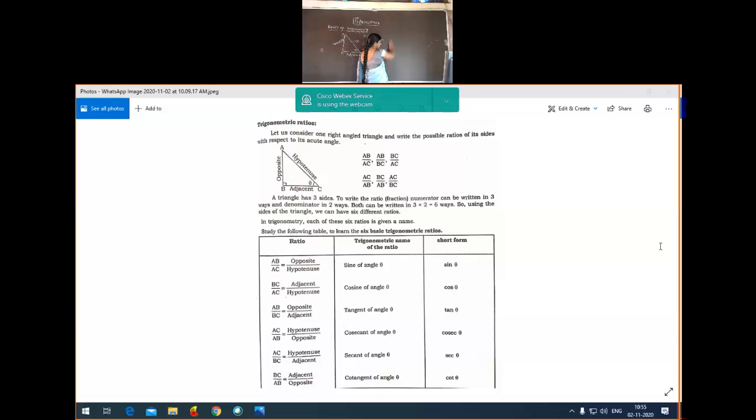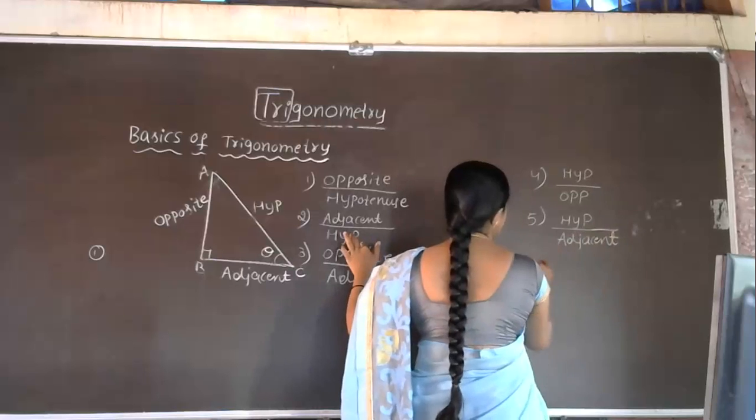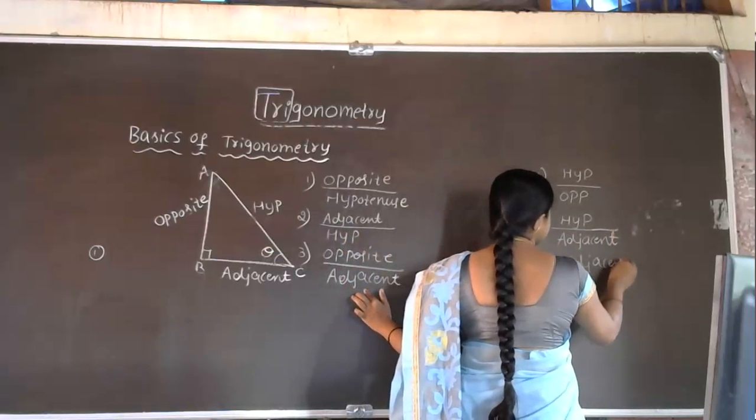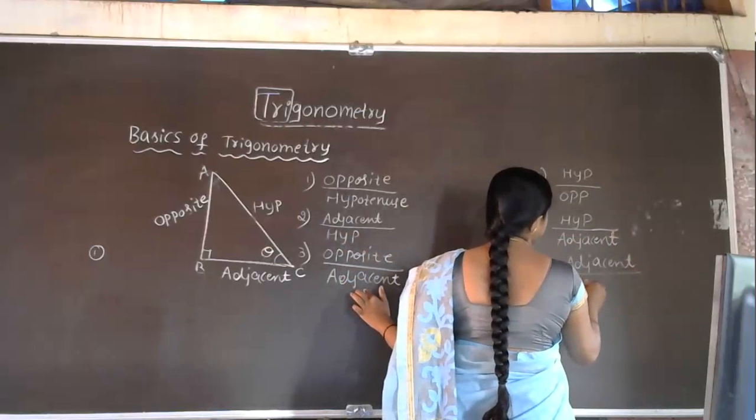Now I'll give a little bit of space to write the name for this. I'll write the 4th ratio here. For the 4th ratio, I'll not look into the figure. I'll look at the first 3 ratios and take the reciprocal of those. What is that? Hypotenuse divided by opposite. The 5th one is hypotenuse divided by adjacent. Then the 6th one is adjacent divided by opposite.